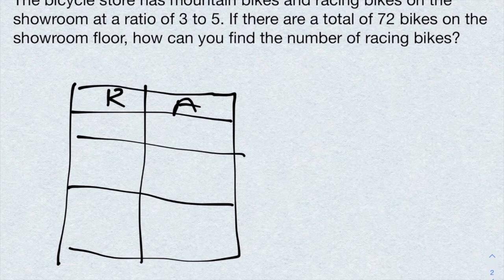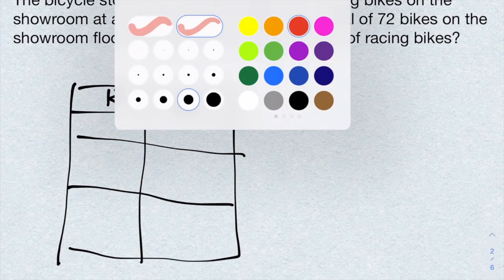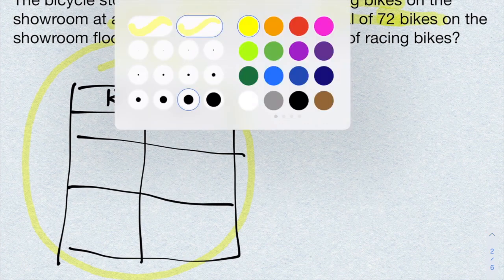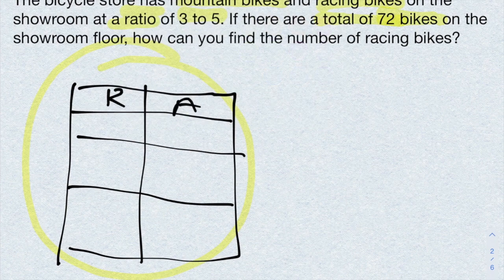So, first one, letter A, says, hang on, let me get my highlighter out. Sorry. Okay, let's try again. The bicycle store has mountain bikes and racing bikes on the showroom at a ratio, tells me I'm going to have a ratio box, I already drew for you, at 3 to 5. If there are a total of 72 bikes, notice our total, on the showroom floor, here's our question, how can we find the number of racing bikes?